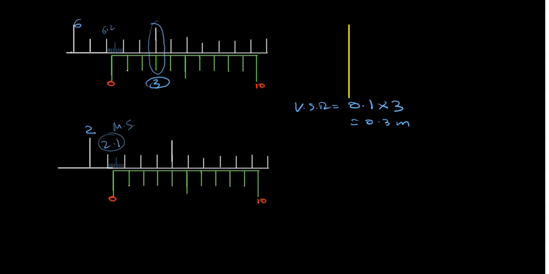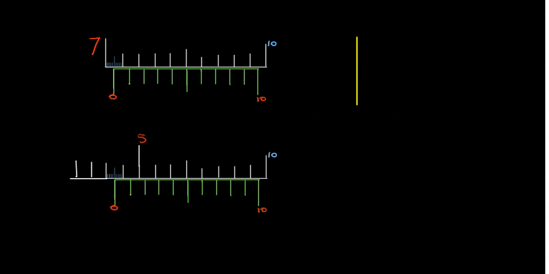Now the fourth line, it is the fourth. See, no other line has coincided. This looks as if it coincides, but don't worry, I'm just talking about this one. See, fourth line, so 0.1 times 4 is 0.4 millimeter of the Vernier scale reading. Now the very next one.